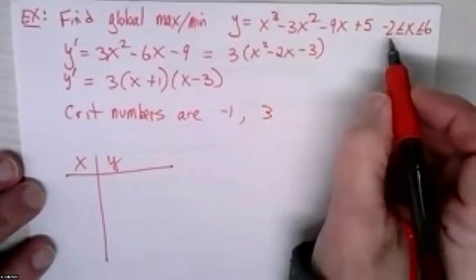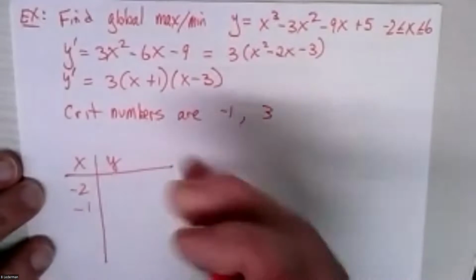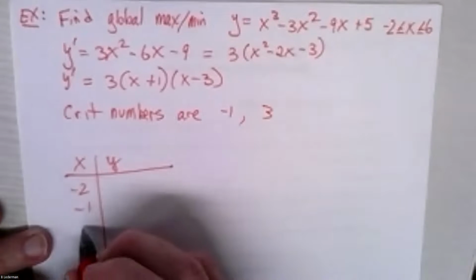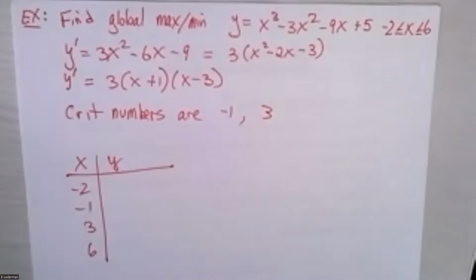So I'm going to look at -2 because that's one endpoint, then -1, then 3, and then 6. I'm putting the x values in size order, not that it necessarily makes a difference. Anyway, now I just have to plug these in, and I'm plugging them into where?